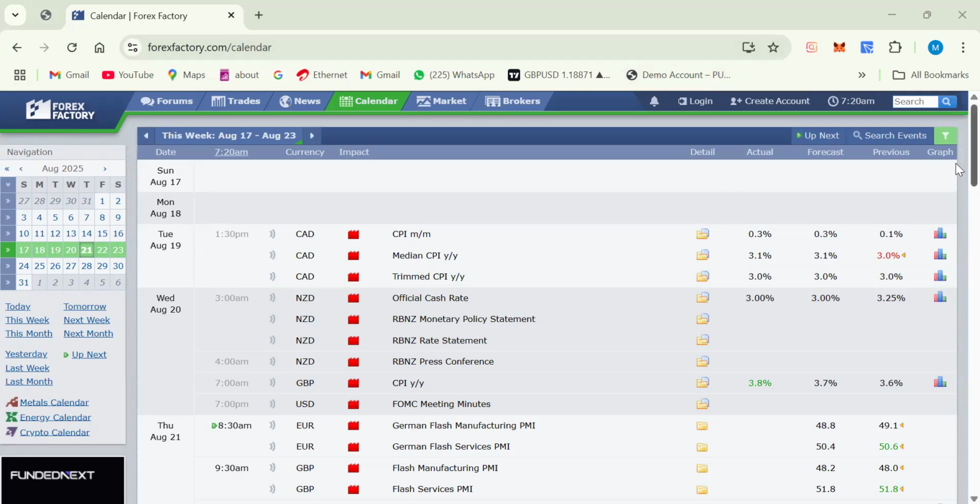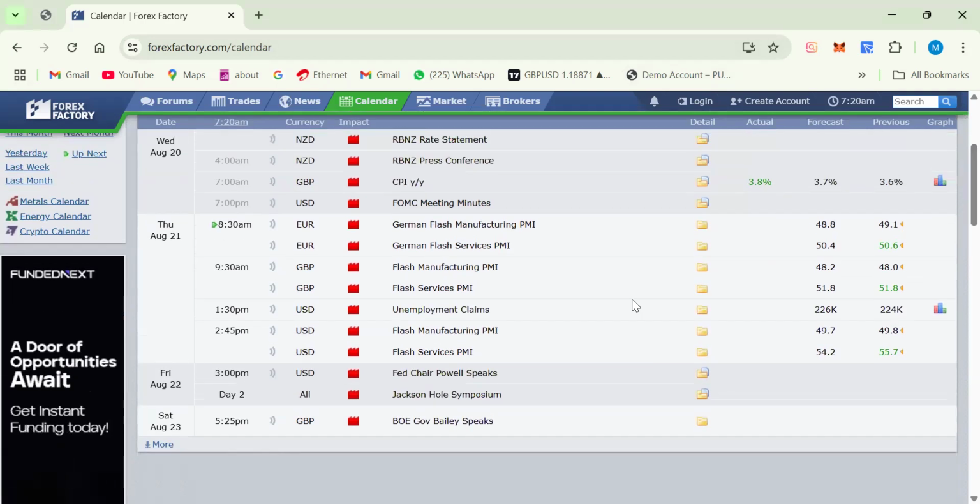Today is Thursday, 21st of August, 2025, and this shows that the month is running very, very fast. Right? The month is running very, very fast. So, 21st of August, we are having a whole lot of high impact news here.